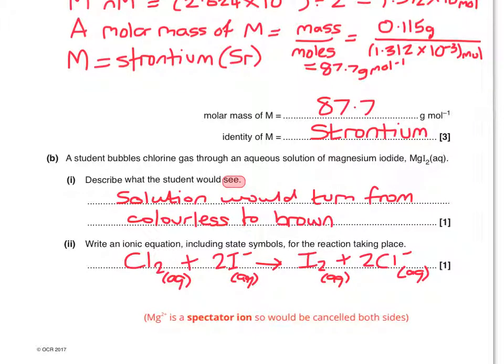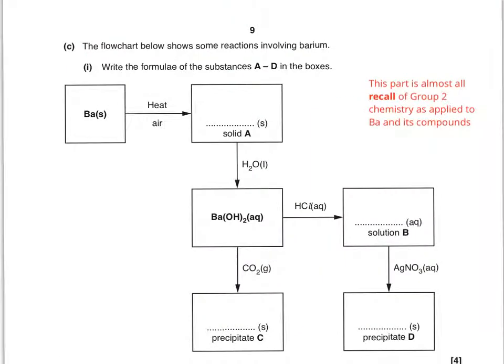So let's now go on to the final part of the question. So this bit is almost all recall of group 2 chemistry as we can apply it to barium and its compounds. So obviously when you heat a metal in air, it's likely to react with the oxygen in the air. So A is obviously going to be barium oxide. Now you're told that barium oxide reacts with water to make barium hydroxide. Now hydroxide is an alkali. So when an alkali reacts with an acid, it's going to make a solution of a salt. And in this case the acid is HCl, so it should be BaCl2.